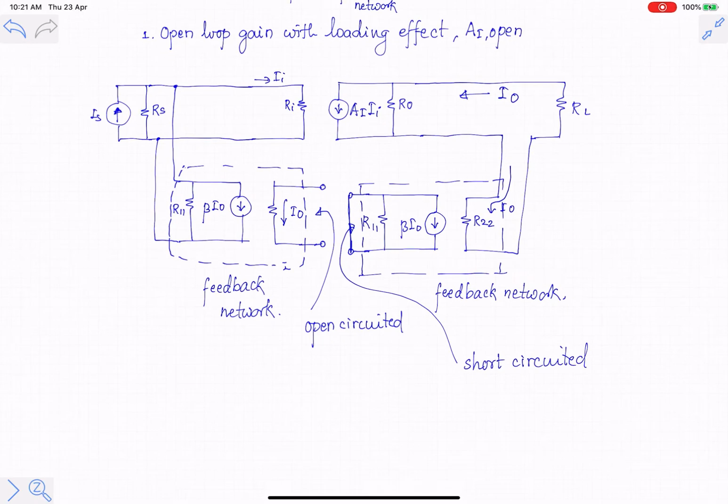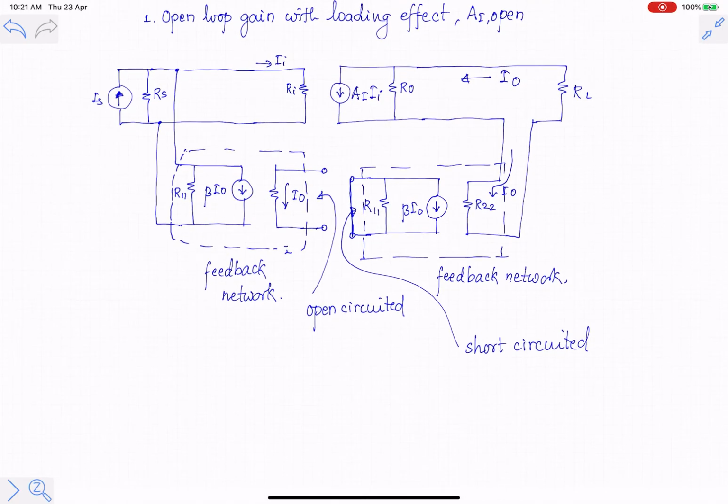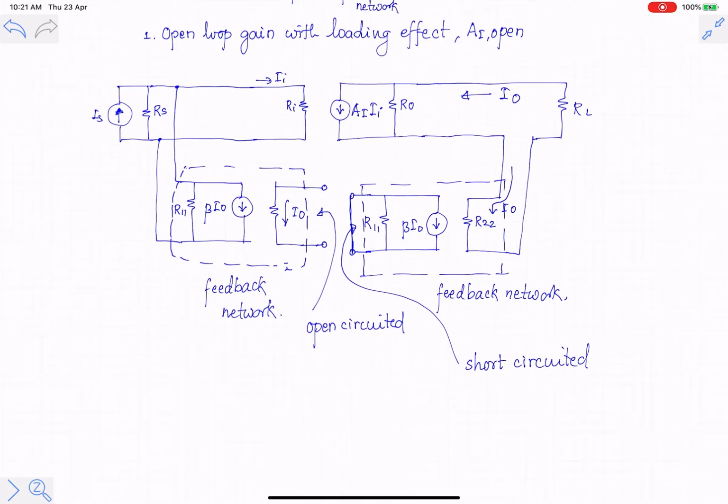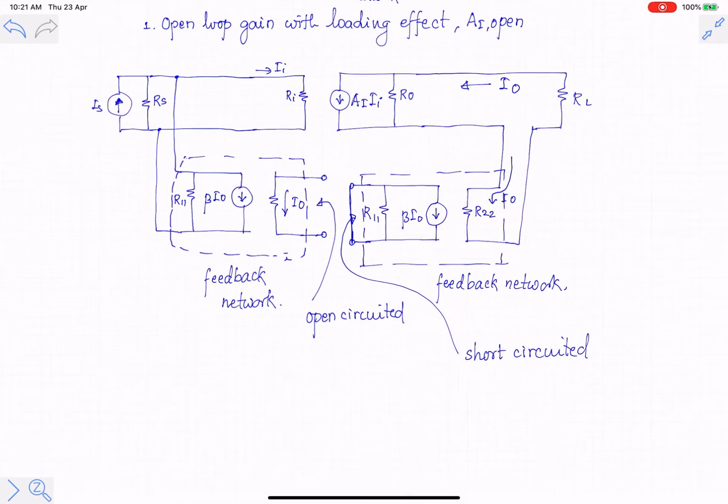So we get the resultant circuit, the feedback has been destroyed, and if we calculate the gain using this circuit, we will get the open loop gain with loading effect. The reason is the feedback has been destroyed. We have made IF equal to 0, but the resistances R11 and R22 are still in the picture. So the gain calculated will be the open loop gain but with loading effect. So this is the procedure that is used for calculating the open loop gain AI open with the loading effect.